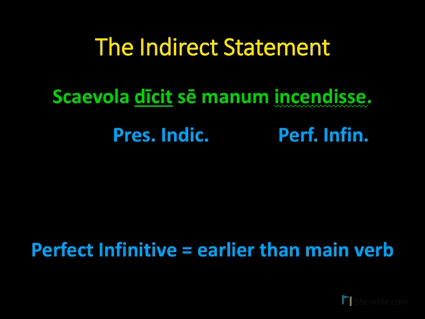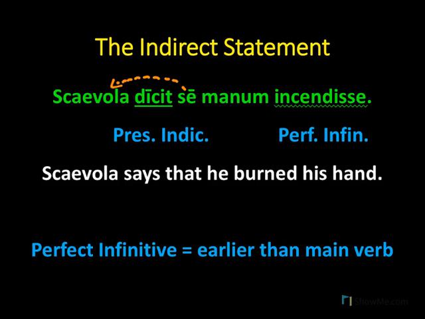Before we translate this, I will also remind you that se is a third-person reflexive pronoun. It refers back to the subject of the sentence. The subject of our sentence is Scaevola, and so he will be the referent of se. So we translate this as, Scaevola says, present tense, that he burned his hand. Notice that the action of the burning happens earlier than the action of the main verb, the verb of saying. So let's play with that tense of the infinitive, incendisse.